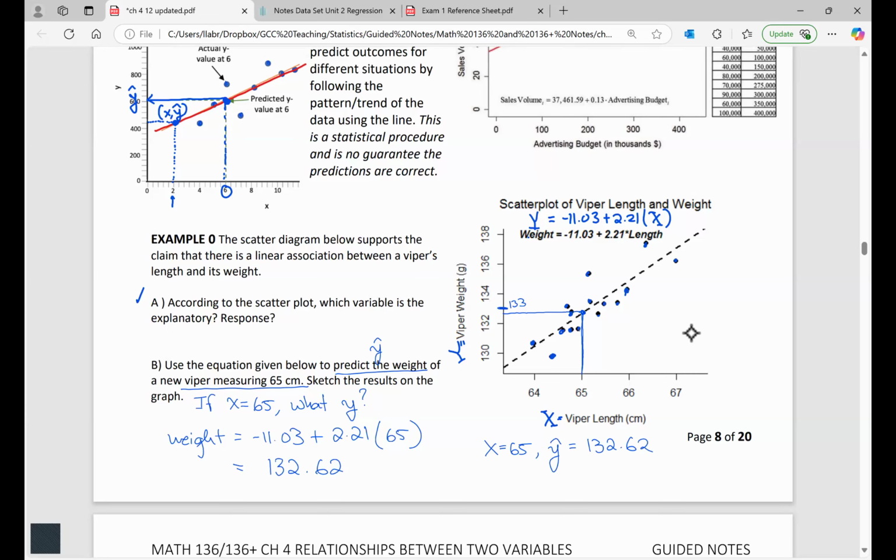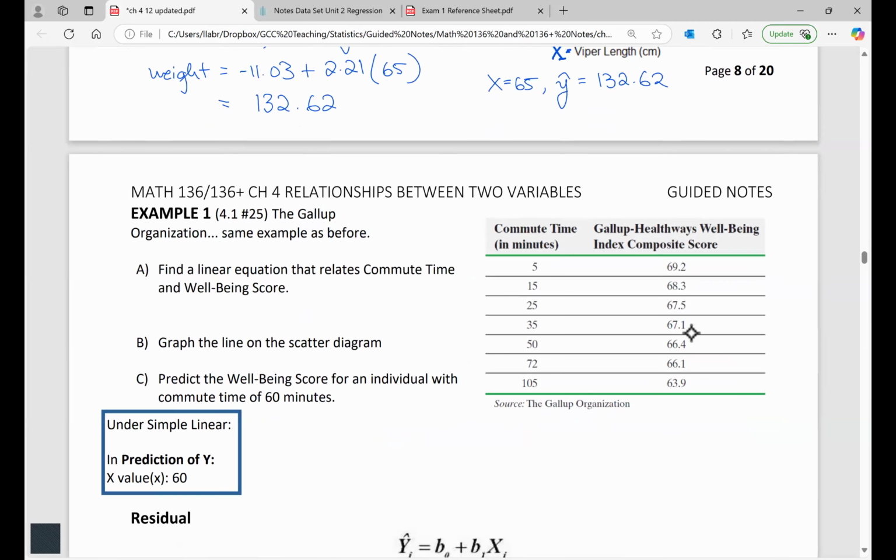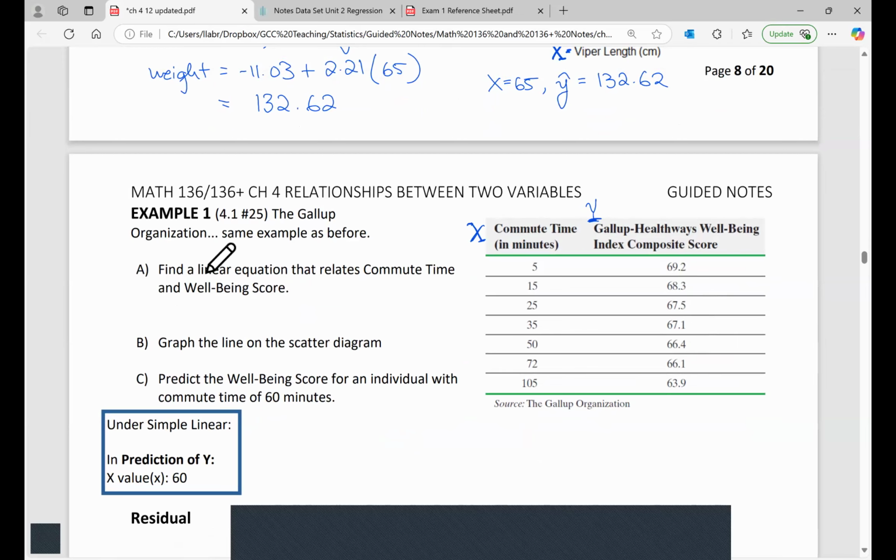In order to predict, we simply replace the x value. Let's go ahead and try this. Let's see if you can do this. So in a previous example, we looked at the Gallup organization, tracking commute time, which was our explanatory, and the well-being score, which was the response. So find a linear equation that relates commute time and well-being score. So I'm going to go ahead and do this myself, and then I want you to try it.